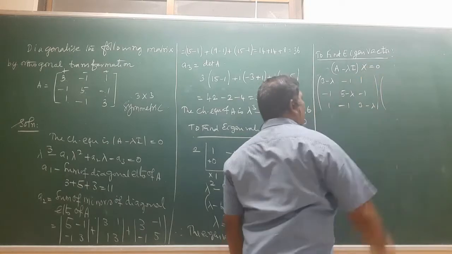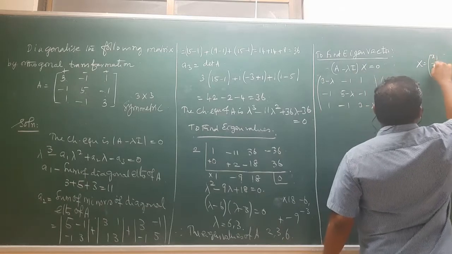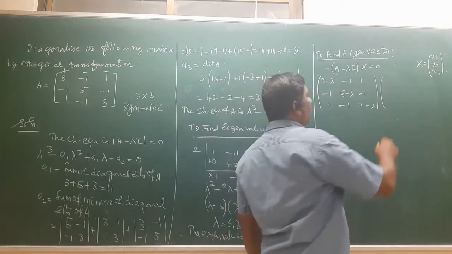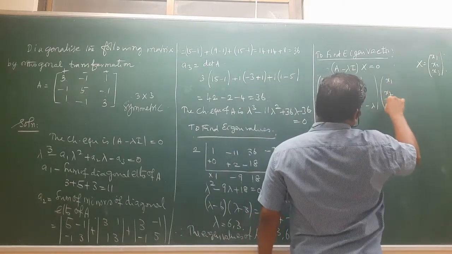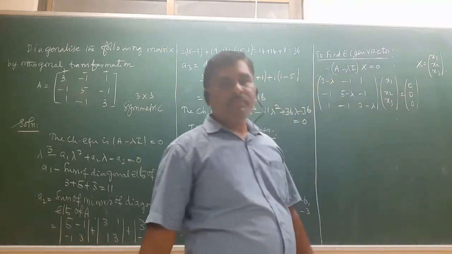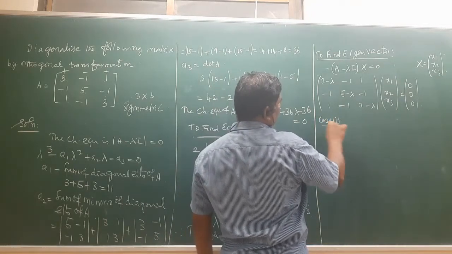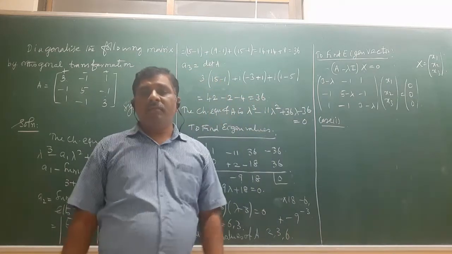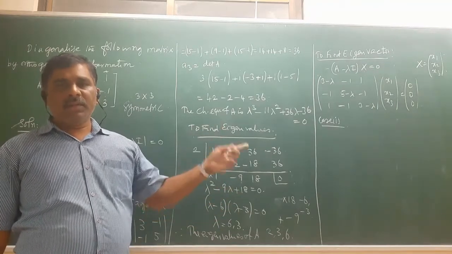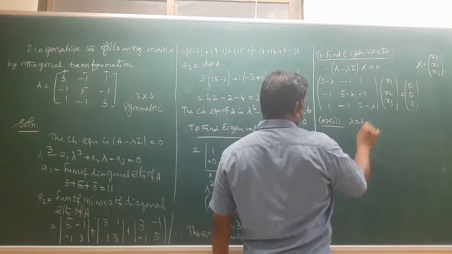When it is the 3 by 3 matrix, then we can take that capital X equal to x1, x2, x3. Therefore, we can write that x1, x2, x3 equals 0, 0, 0. Therefore, we can write the eigenvector for the eigenvalue. First we have to take case 1. What is case 1 here? Lambda equal to 2. Case 1 and lambda equal to 2.